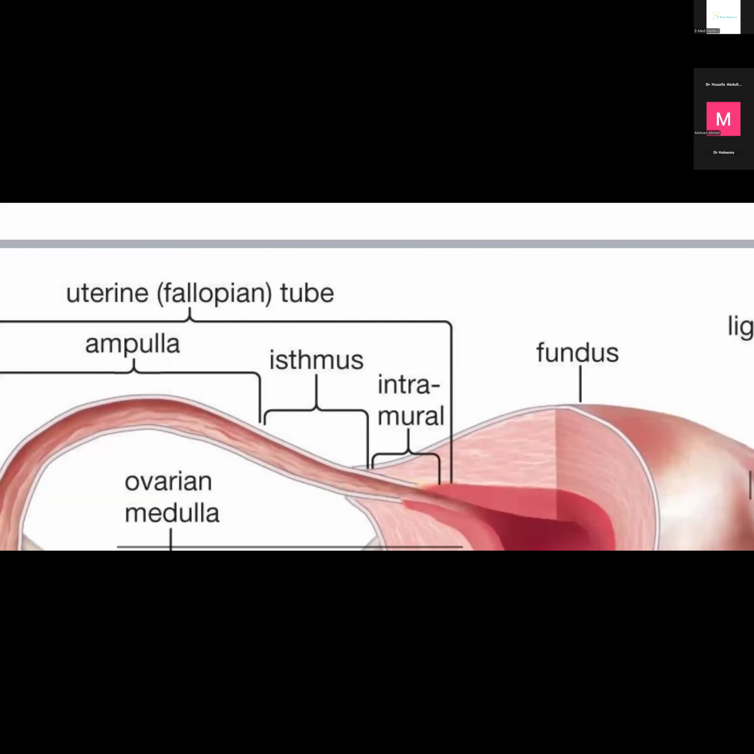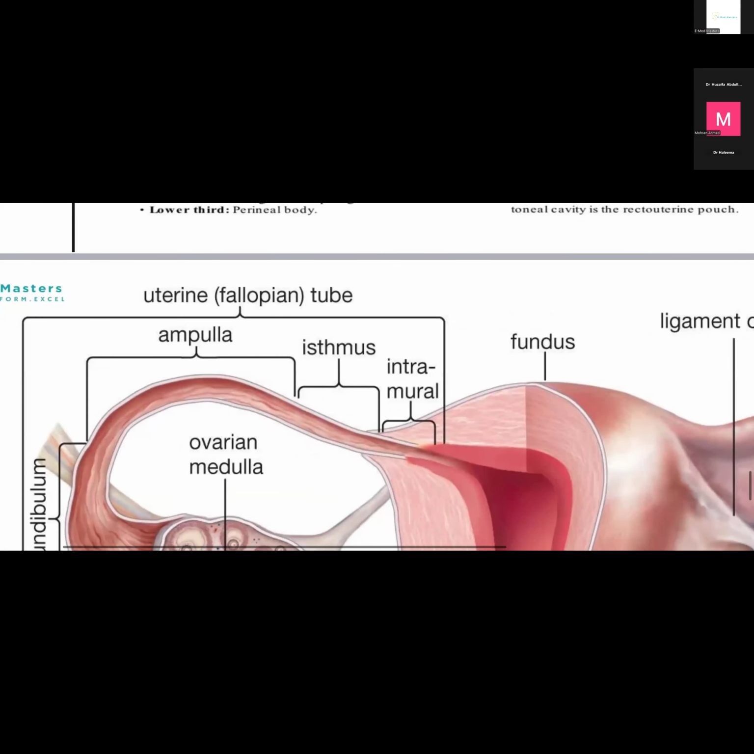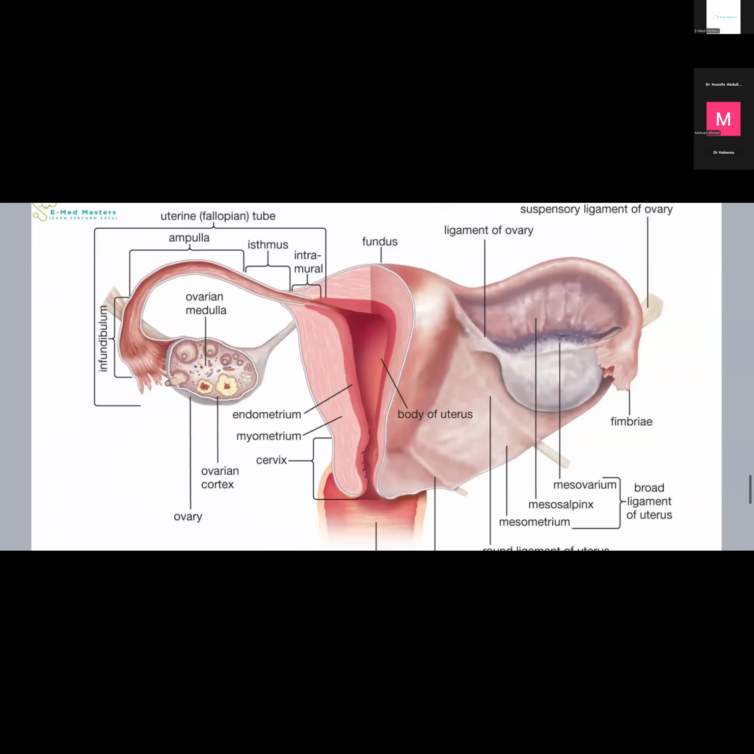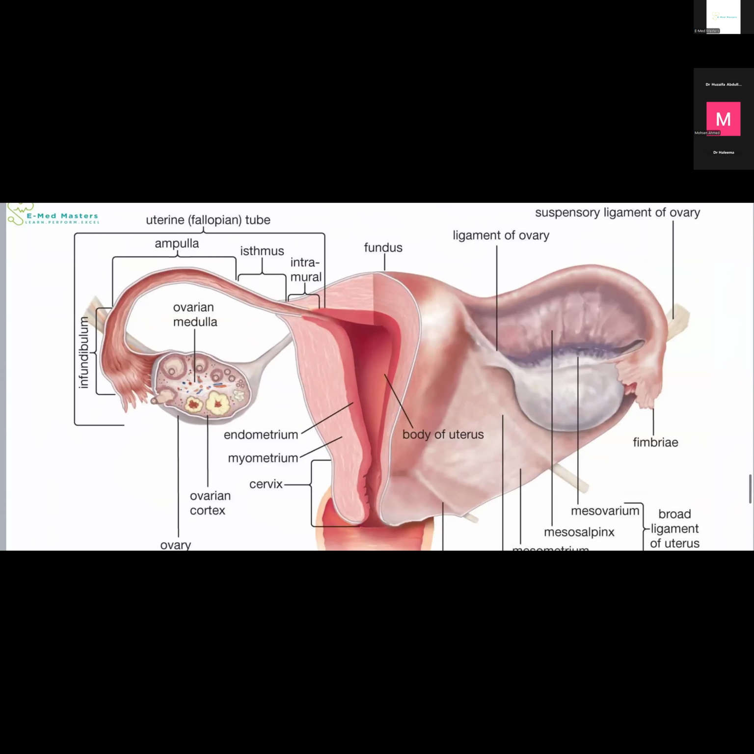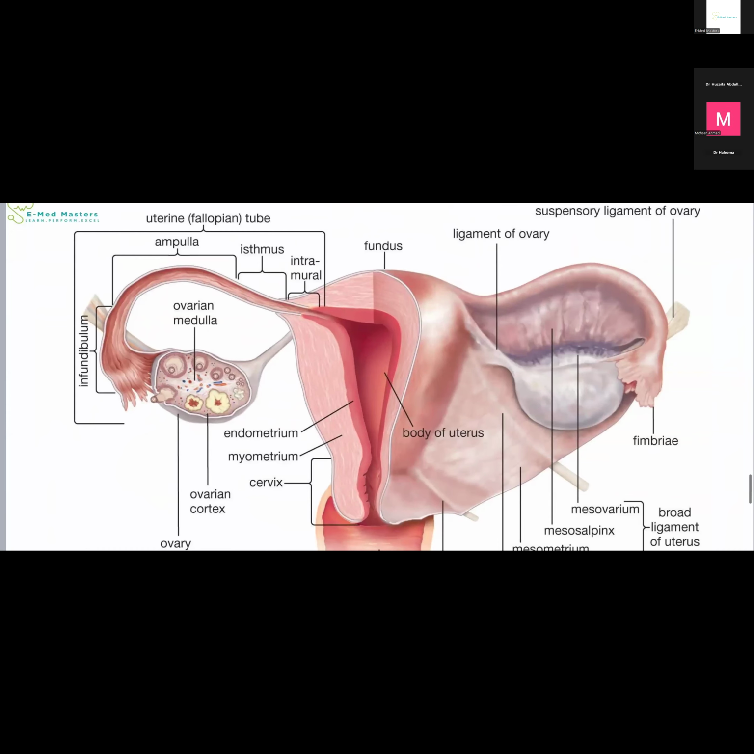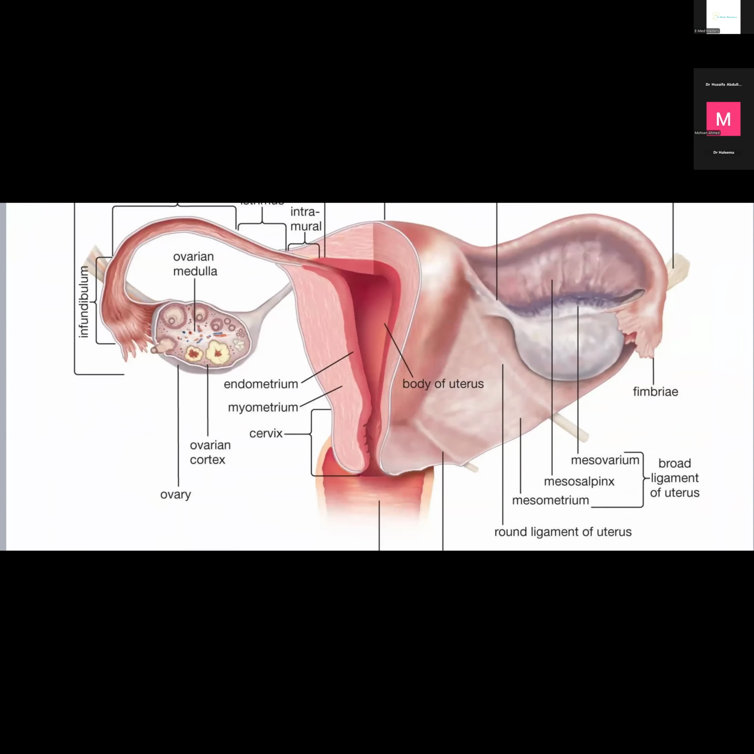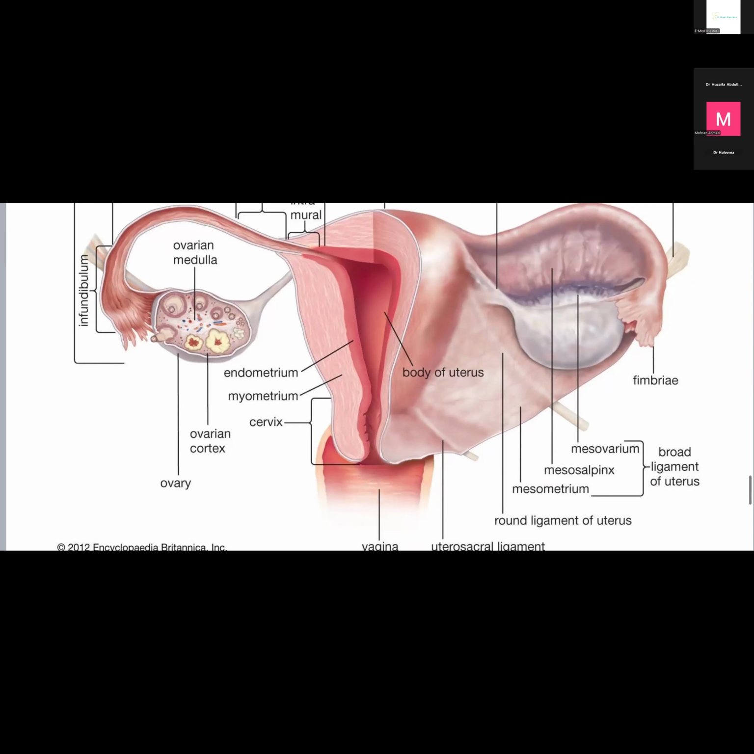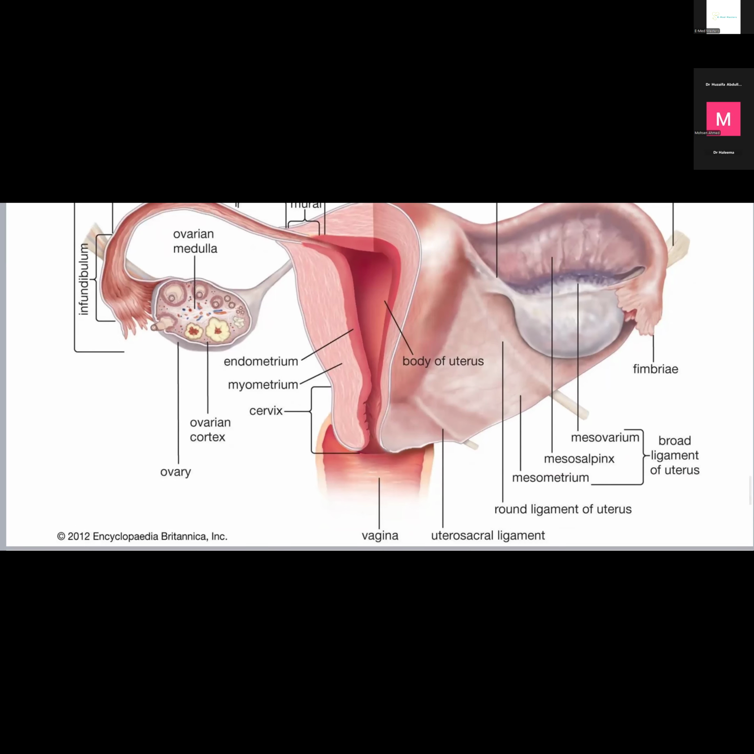This is the diagram of uterus and ovaries. This is the fundus of the uterus, body of uterus and cervix. Internal os, external os. This is the ovary. Infundibulum, ampulla, isthmus, and intramural part of the uterine tube. It's the broad ligament of uterus.